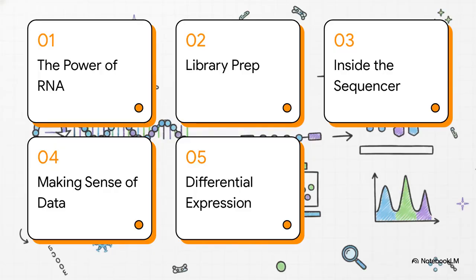So here's our roadmap for The Explainer today. 1. The power of RNA. 2. Preparing the sample library. 3. Inside the sequencing machine. 4. Making sense of data. And finally, 5. Discovering differentially expressed genes.